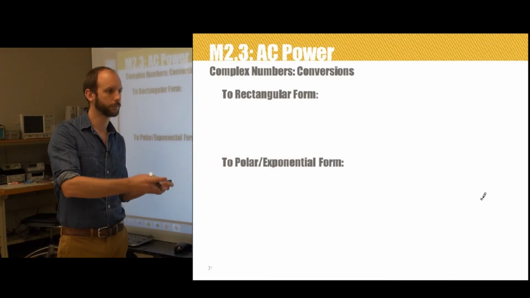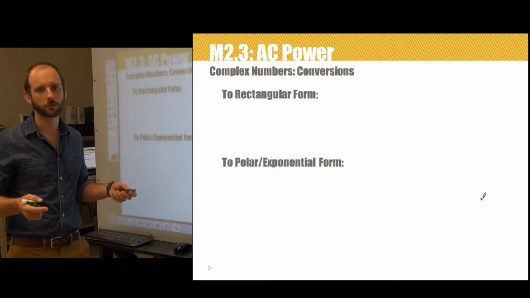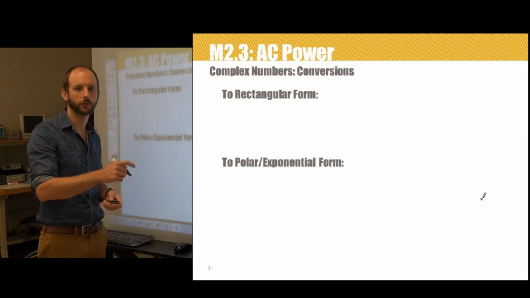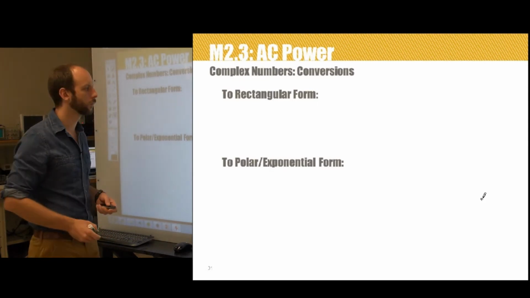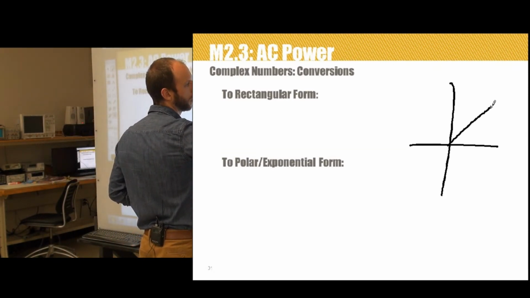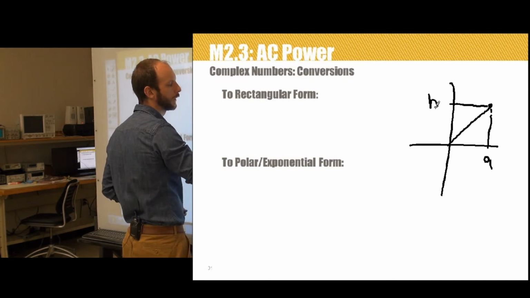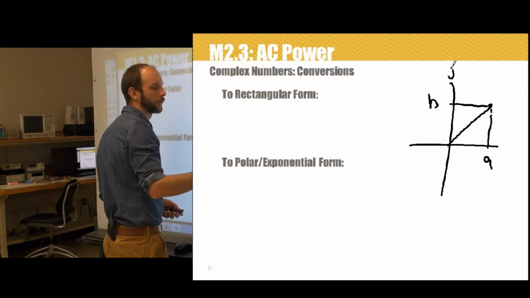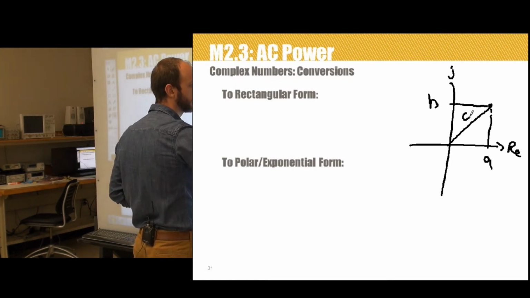Clearly, since they all are notations to indicate the same points, we have to be able to convert between the different forms. So first, let's figure out how to convert from rectangular to either polar or exponential. What we can do is if we had a point on the complex plane, this point here, A, B, remember this is the J plane, the imaginary plane, this is the real plane. Here we have C, technically the magnitude of C, and theta.